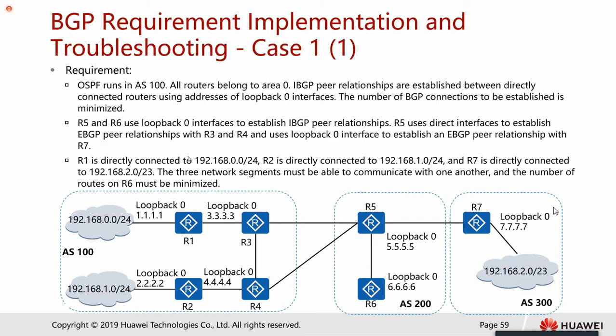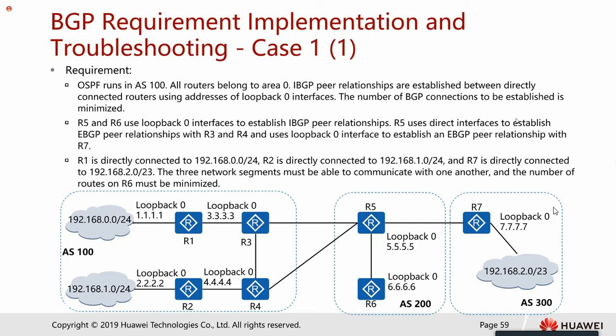R1 is directly connected to 168.0.0, R2 is directly connected to 1.0, and R7 is directly connected to 2.0. The three network segments must be able to communicate with one another, and the number of routes on R6 must be minimized. So that is what is defined here. We are going to perform configuration on R1 through R7. OSPF is already predefined, so there is nothing to worry about there, and we just configure the BGP configuration first.